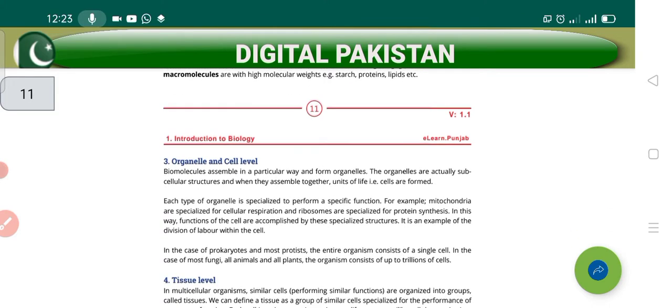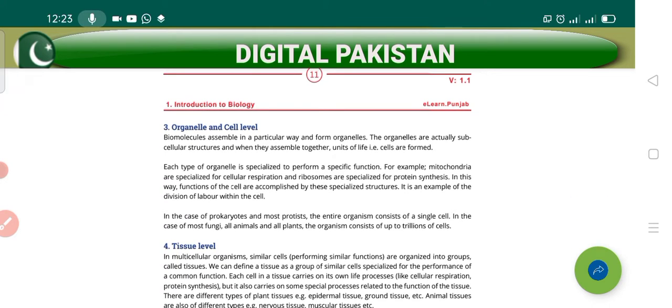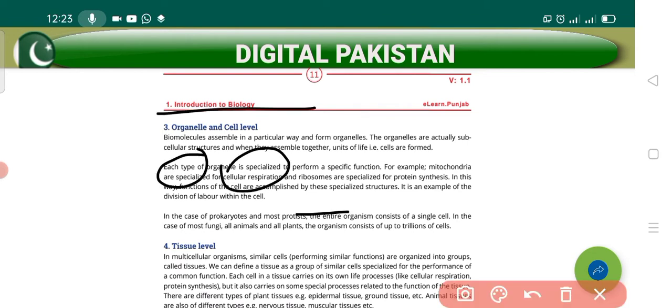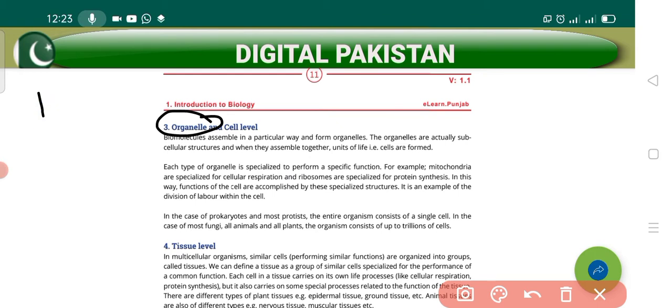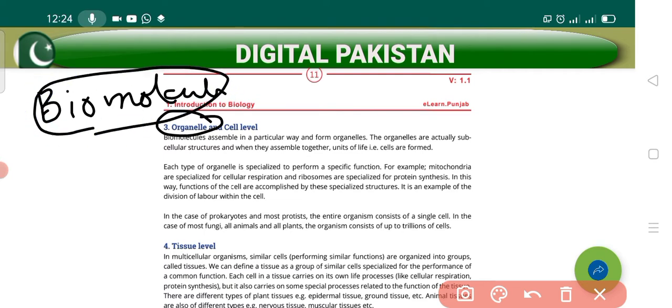Now we are going to discuss the organelles and the cell level. This is a very interesting and important topic. What are basically the organelles? The organelles are made up of biomolecules. When the biomolecules assemble themselves in the proper way, they form the organelle.